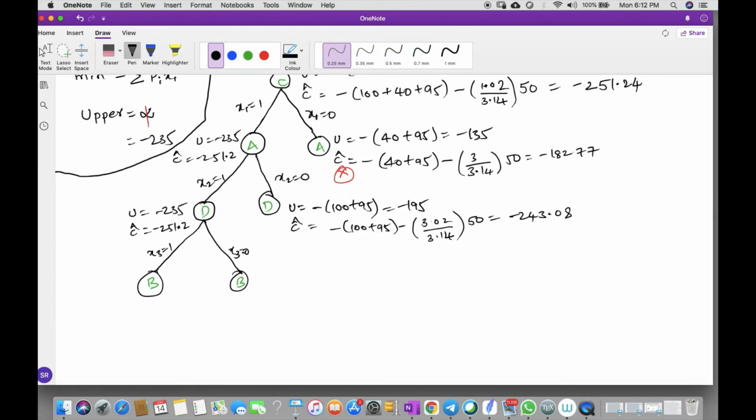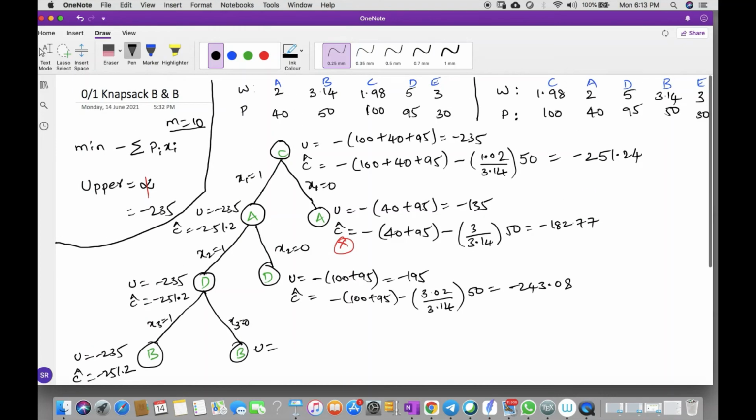So when x3 is equal to 1, once again it was similar to earlier. So U value would be minus 235 and C cap value would be minus 251.2. But when x3 is equal to 0, which means x1 is 1, x2 is 1 and x3 is 0, when we compute values for U, we will be having C and A, but we should exclude x3, which is for D, and that sums up to 2 plus 1.98, 3.98 and 3.14, and when we subtract from 10, what we get is 2.88.